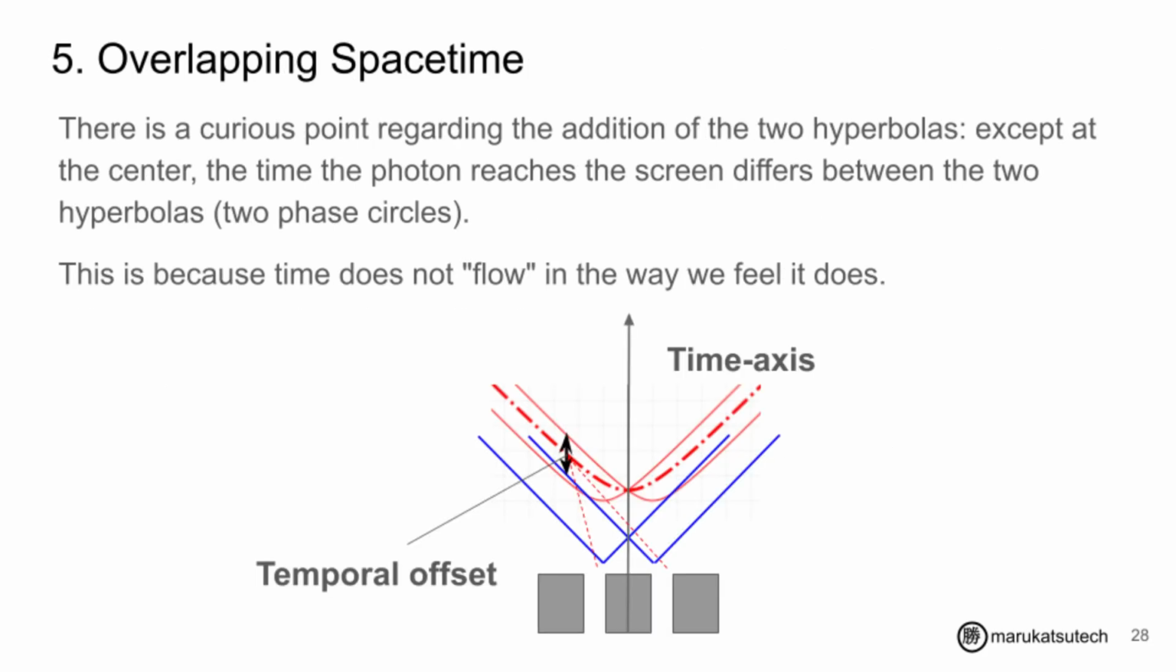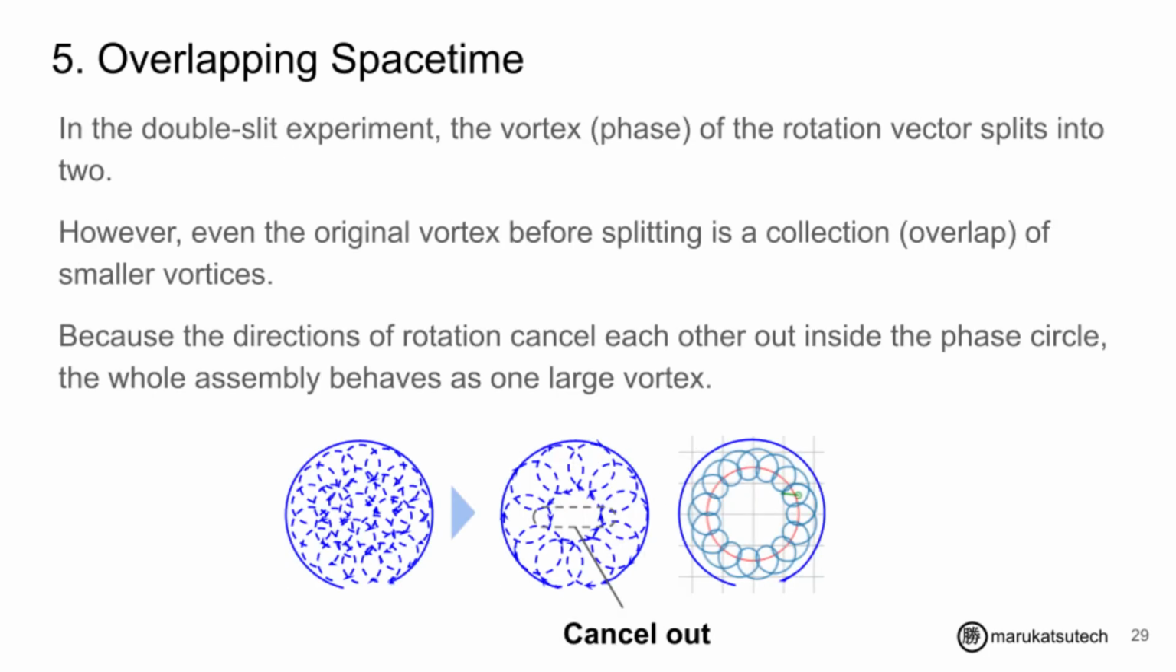There is a curious point regarding the addition of the two hyperbolas. Except at the center, the time the photon reaches the screen differs between the two hyperbolas, two phase circles. This is because time does not flow in the way we feel it does.